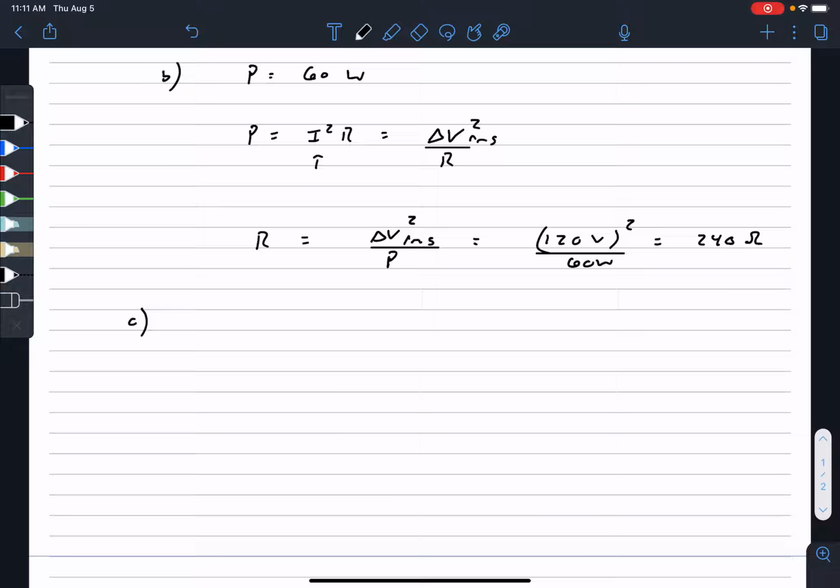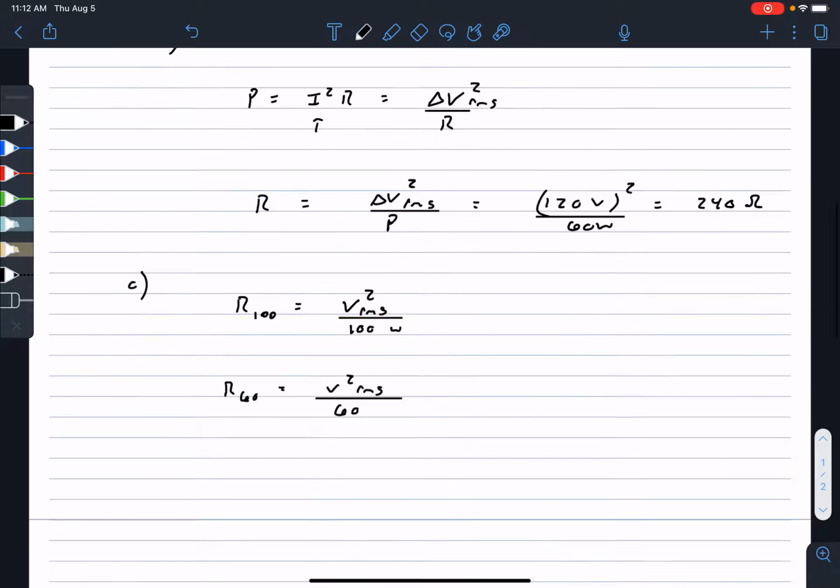Part C, we are asked to compare the resistance of a 100 watt bulb versus a 60 watt bulb, and we're assuming that the RMS voltage is going to be the same. We know the formula for resistance, so let's use that. R60 is equal to VRMS squared, which we'll say is 120, over 60 watts, versus R100, which is VRMS squared over 100 watts.